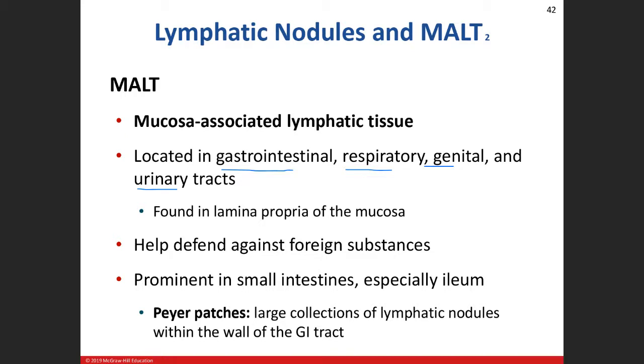So here's what we did. When I say we, like I actually had anything to do with it. We stuck random lymphatic nodules along these pathways, all through the GI tract, the respiratory tract. In the GI tract, we call them Peyer's patches when we get to the ileum there.